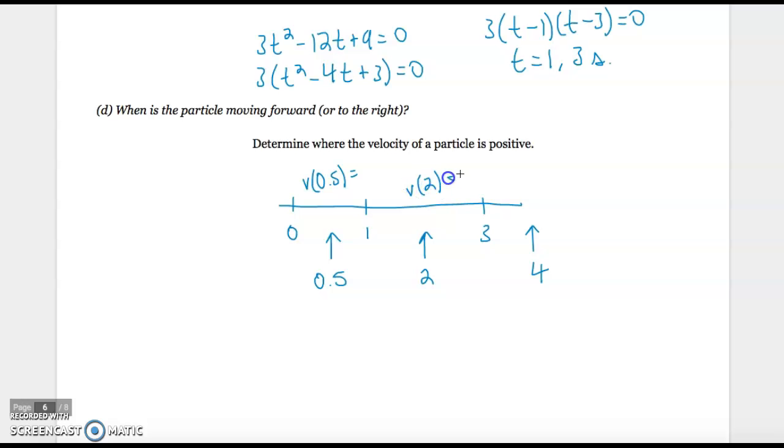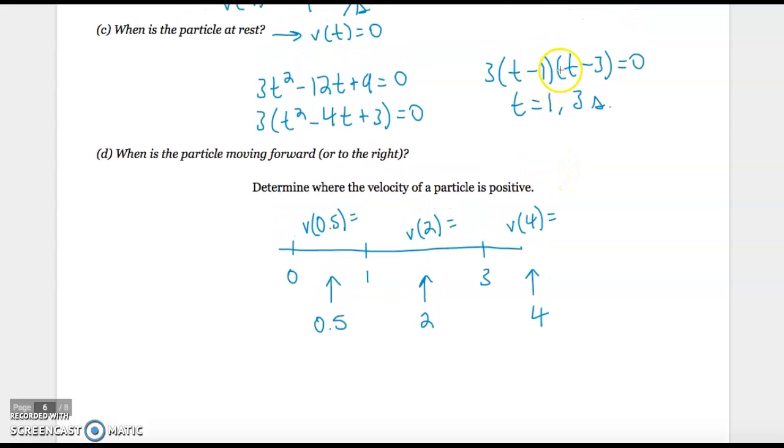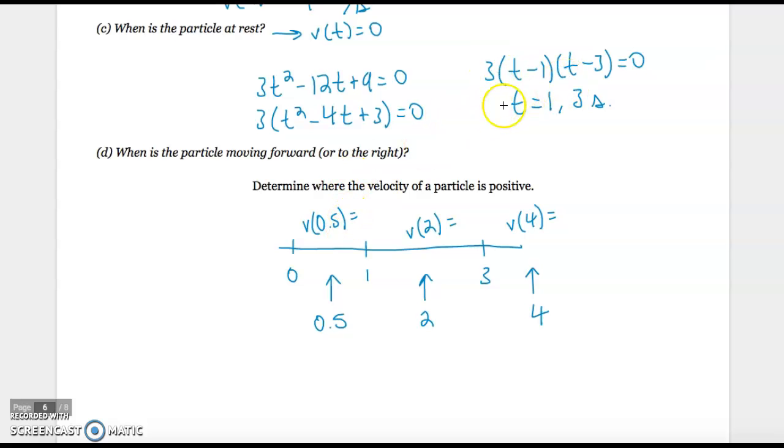And again, this is where it's helpful to be able to plug your numbers into your factored form, because I don't actually care what the values are, I just want to know if they're positive or negative. So here's my factored form. If I plug in 0.5, this is always a positive, that would be a negative, that would be a negative. So 3 times a negative would be a positive number. V of 2, that would be a positive number and a negative number. So a positive times a negative would be negative. And then V of 4, everything would be positive, right? Positive 3, positive, positive. So that means everything's positive.